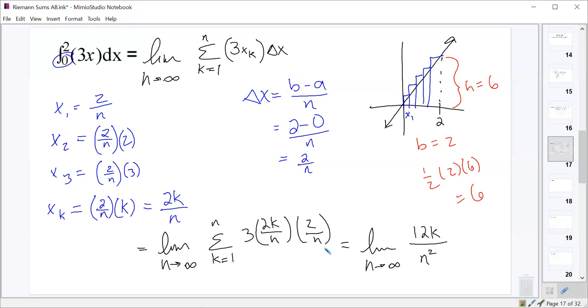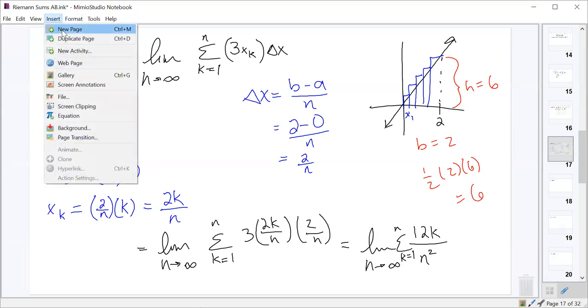And generally, either one of these 2 steps is as far as they will ask you to go on the AP test. They won't actually ask you to evaluate it. I forgot my summation. They won't actually ask you to evaluate out the limit and the summation usually, but every once in a while they do. So I think it's important that we know how to do it. So let's go on to the next page and see if we can evaluate out that limit and that summation.